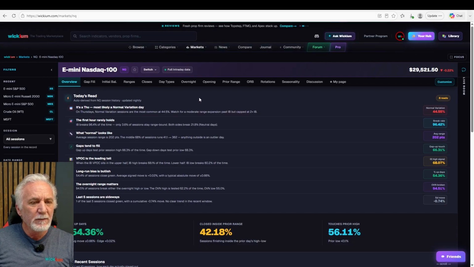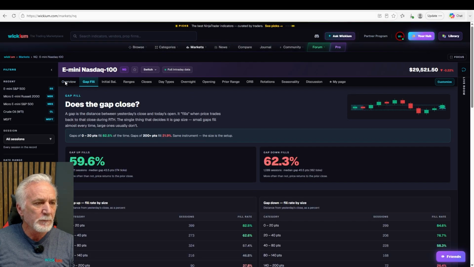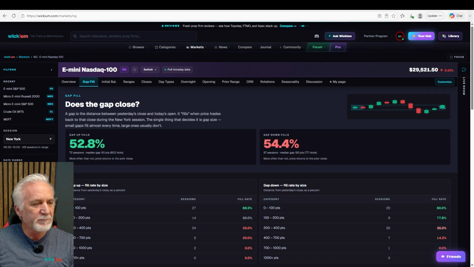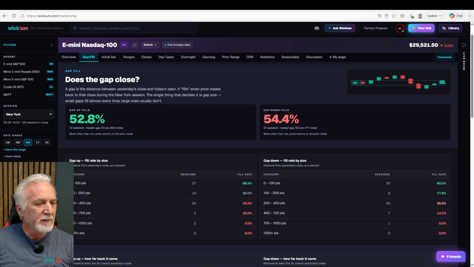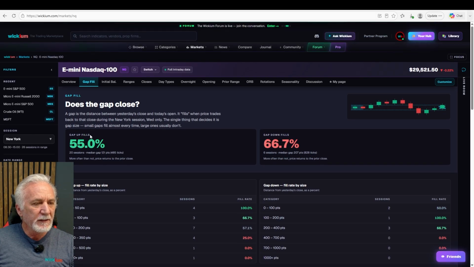And in your morning market prep, as the market is about to open, one of the first plays you can make is the gap fill. You come over here to gap fill. We're on the NQ. You can pick your session and your date range. If you want to catch the recent activity, maybe go 6 months, 3 months. And then if you want to filter by day of the week, so today's Wednesday, here you go. It'll give you the percentage, how often the gap fills when the market opens up.